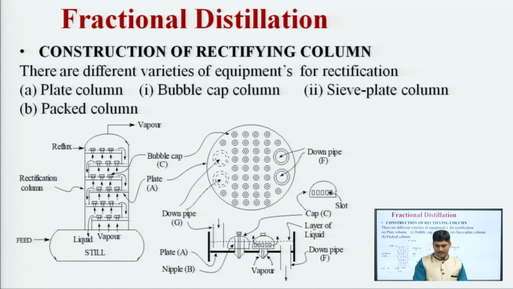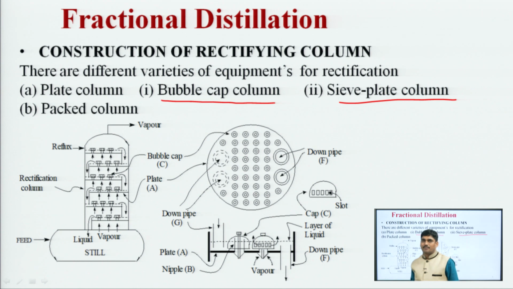Now, construction of rectification column, how it is made up of. Basically, rectification columns are of two types: plate column and packed column. Again, plate column is of two types, that is bubble cap column and sieve plate column. So, here is a diagram of bubble cap column. It is an example of plate type rectification unit.